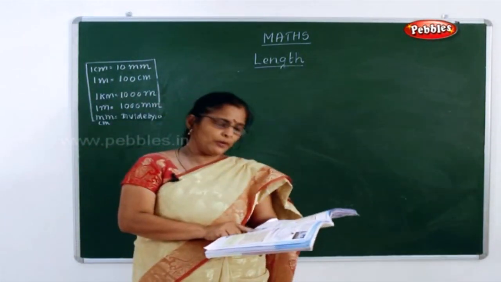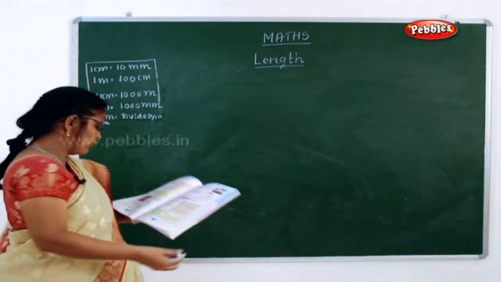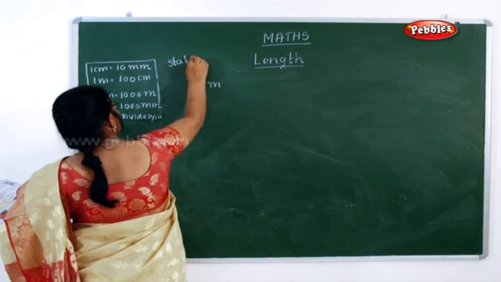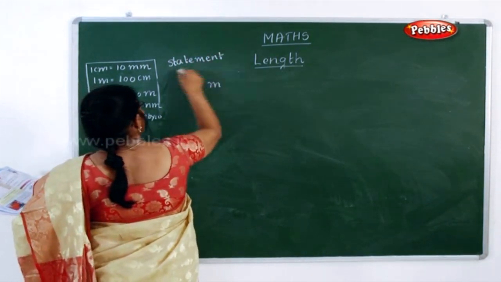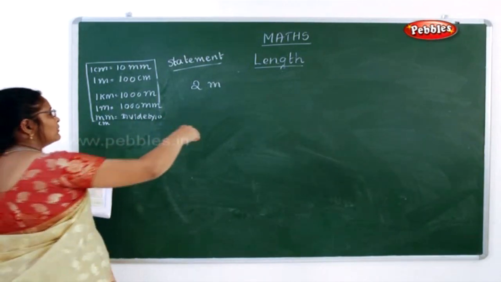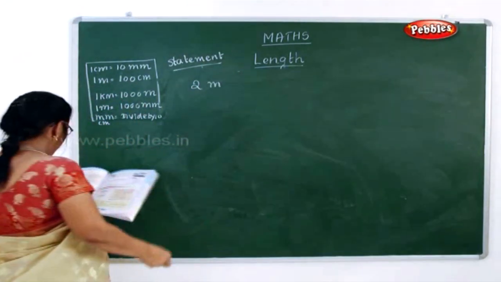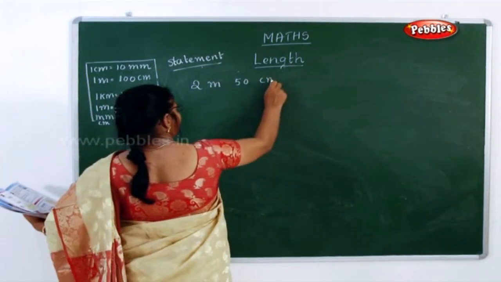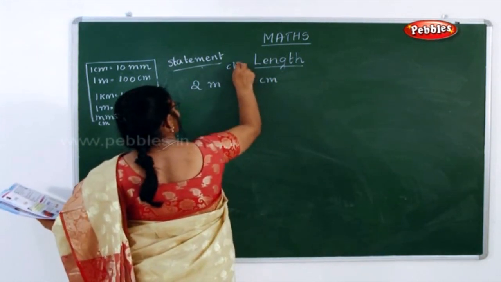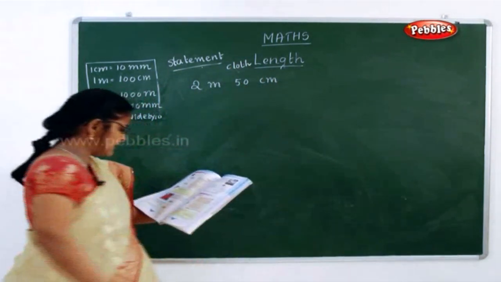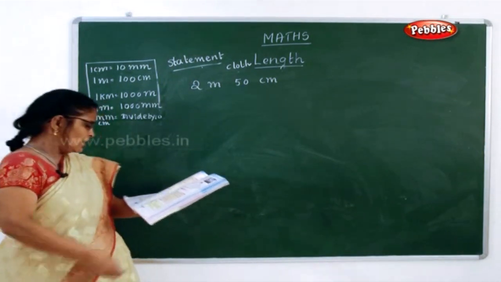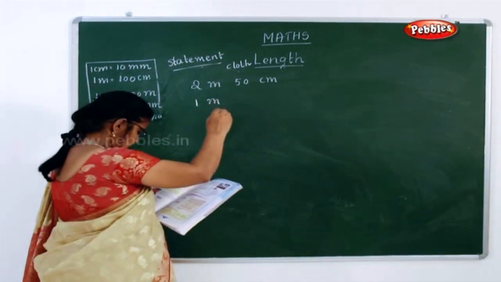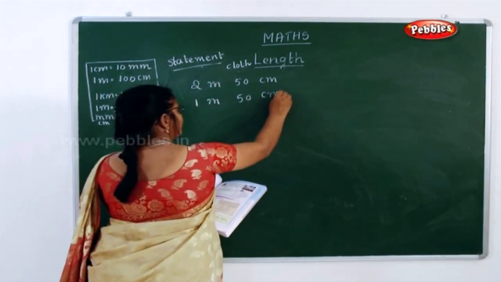See, in the statement problems, Gopal's father, he bought 2 meter, I'll write here statement sums. You have to be very careful. Previously I did normal addition. Now we are going to do it with statement problems. So what did Gopal's father buy? 2 meter and 50 centimeter of cloth for a shirt. Now for himself he bought that, and 1 meter and 50 centimeter he brought for Gopal.